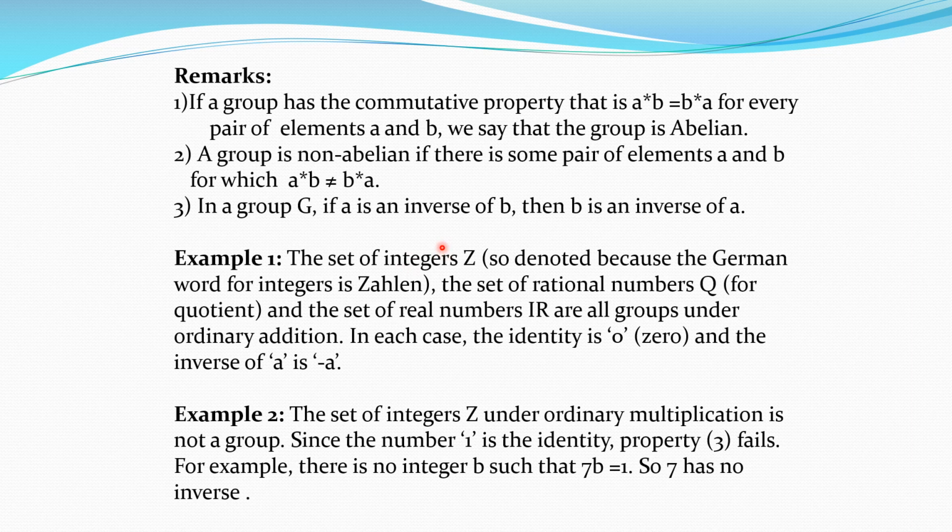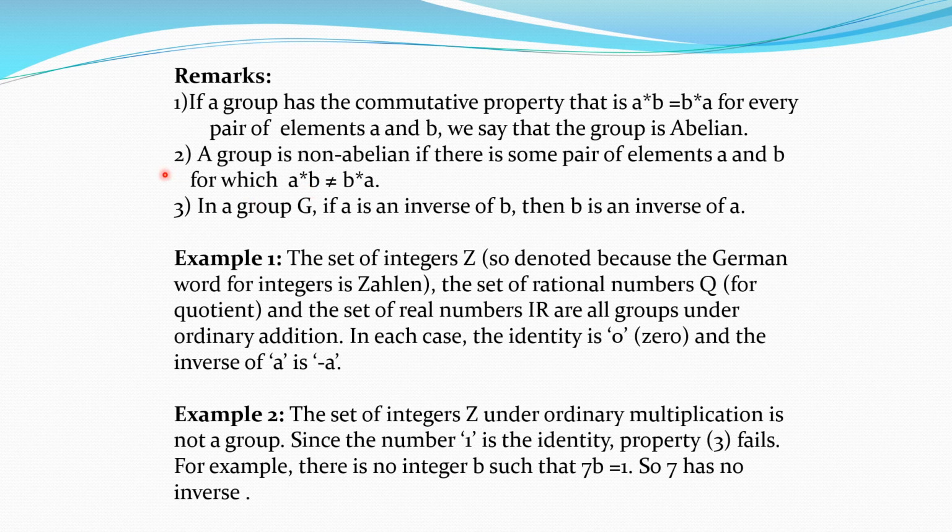Now see some remarks. If a group has the commutative property, that is A star B equal to B star A for every pair of elements A, B, then we say that the group is abelian or commutative group. It means all the properties of group are already satisfied, and together with these four properties, the group is satisfying the commutative property, that is A star B equal to B star A for all A, B in G. Then we say that group is an abelian group or commutative group.